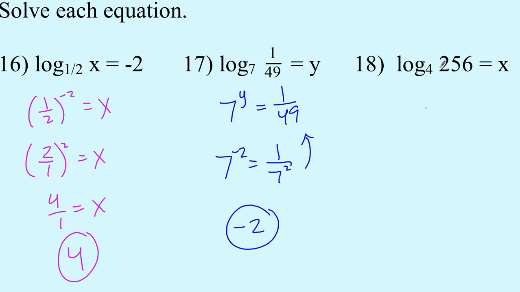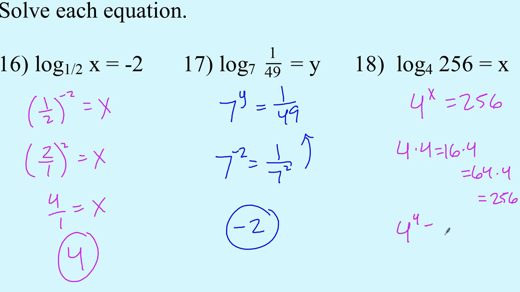Okay. The next one, 4 to what power is 256? Ooh, let's see. That's 4 times 4 is 16. Times 4 is 64. Times 4 is 256, right? 1, 2, 3, 4. So it should be 4 to the 4th is 256. Answer's 4. All right, let's see. Hopefully that makes sense. If not, come talk to me in class. I'd be happy to go and do a lot more problems.